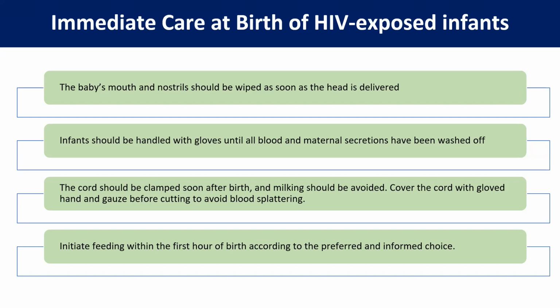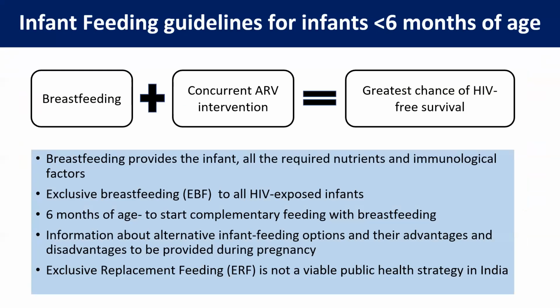Similarly, initiate feeding within the first hour of birth according to the preferred and informed choice. So you would have counseled the mother during pregnancy, and the mother and the family would have chosen some options, and we need to start that as soon as the child is born. Now, what are the infant feeding guidelines for children less than 6 months? We all know breastfeeding with concurrent antiretroviral therapy to the mother, as well as infant prophylaxis, in combination will lead to the greatest chance of HIV-free survival.